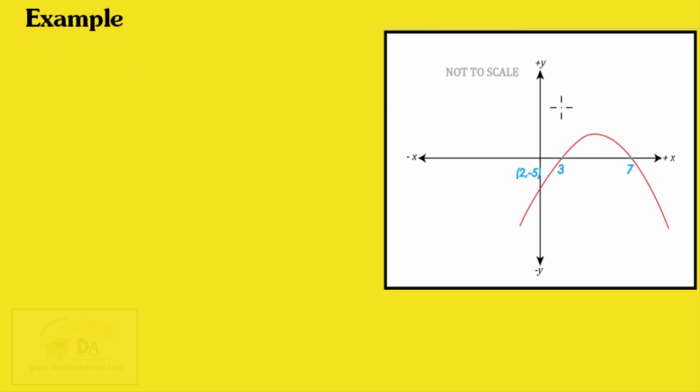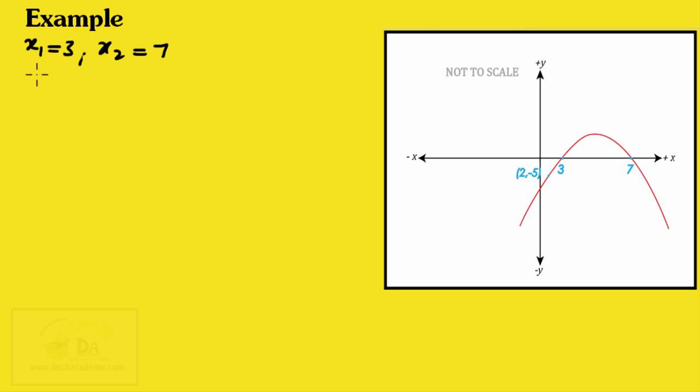This graph has an equation. We don't know what that equation is, but we know that the roots of that equation are x1 equals 3 and x2 equals 7. Basically, the roots are 3 and 7. We also know that the point with the coordinates (2, -5), so x coordinate of 2 and y coordinate of -5, also lies on the line. So the coordinates of this point must satisfy that equation as well.